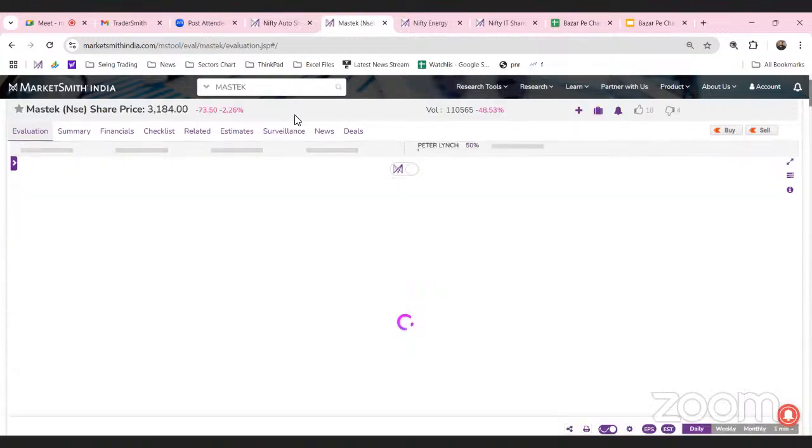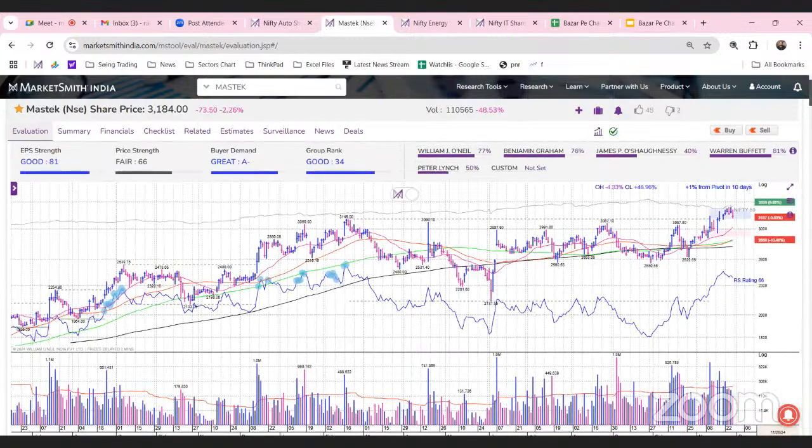Next, Mastek. Overall trend is sideways with positive bias. But yes, strong resistance is placed in the range of 3360, and because of that it is showing some negativity from today. Some profit booking is happening in this stock, but overall trend is positive. The day it crosses 3360, one can consider a more bullish trend. Otherwise, sideways with positive bias.